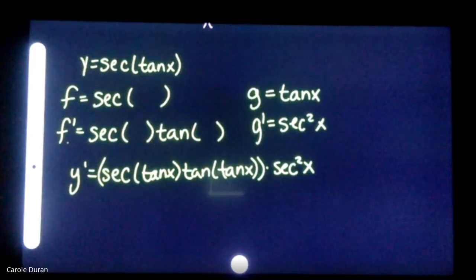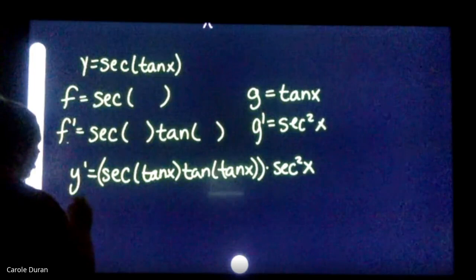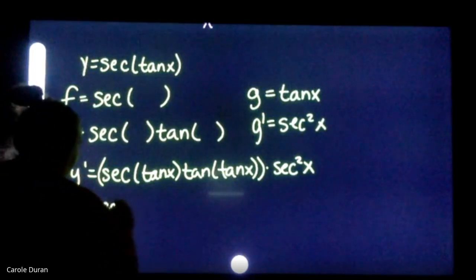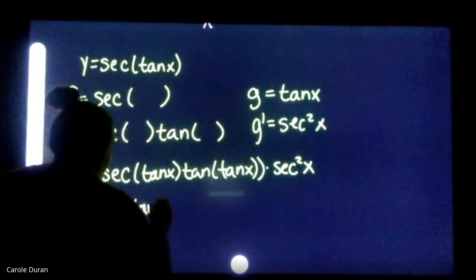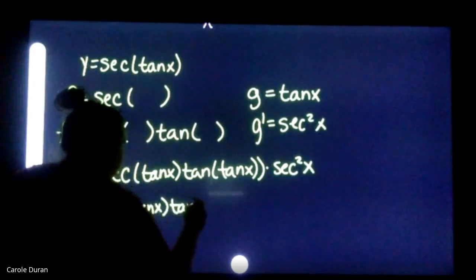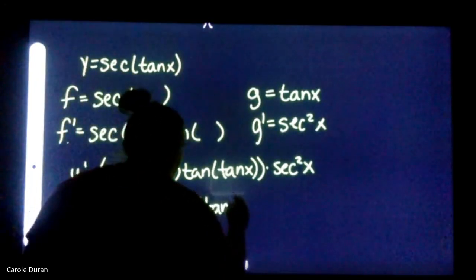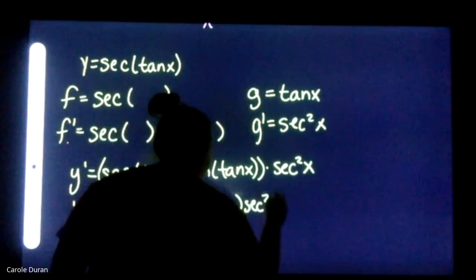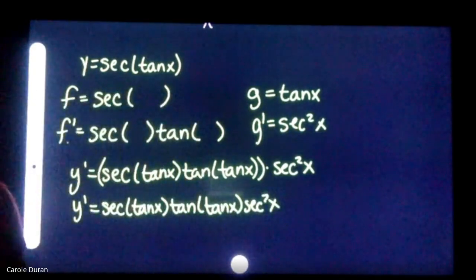There is no way to really simplify this one at all, so we just write it all as one big problem. So we have secant of tangent of x times tangent of tangent of x times secant squared x. And it is all one multiplication problem.